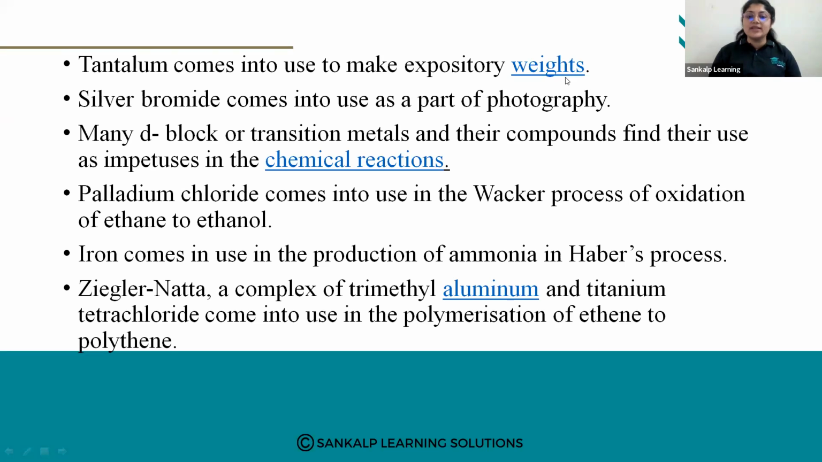What do you mean by a polymerization reaction? It is a chain reaction. From a small monomer, you are making a polymer. The monomer used in the polymerization process is ethene. So we are converting ethene into polythene. What does a catalyst do? It is speeding up the reaction. So the reaction rate will be increased.